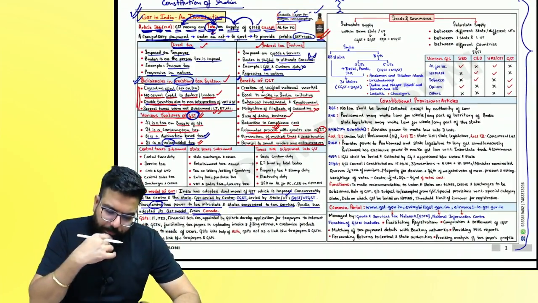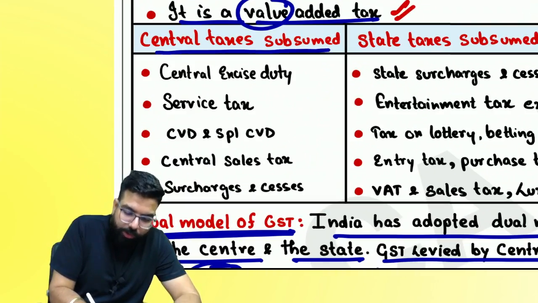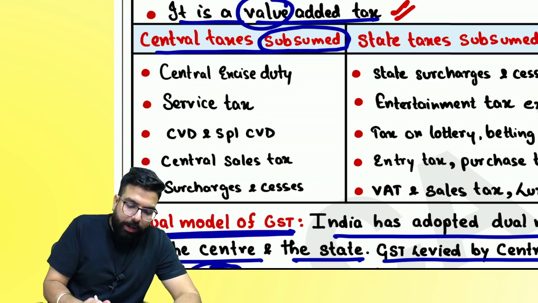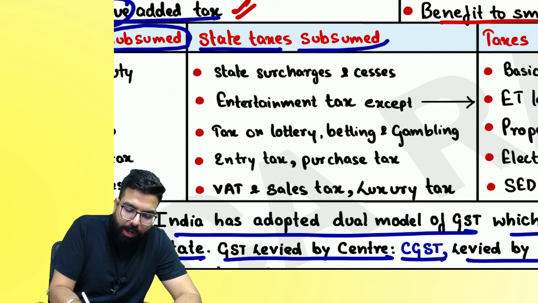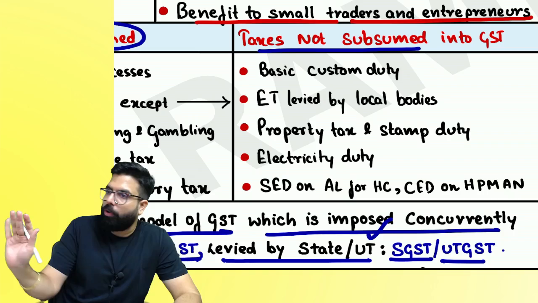Now, what are the central government's taxes which went away? Those are known as taxes subsumed. What are the state government's taxes which went away? And what are the taxes which did not go anywhere, which did not go away?